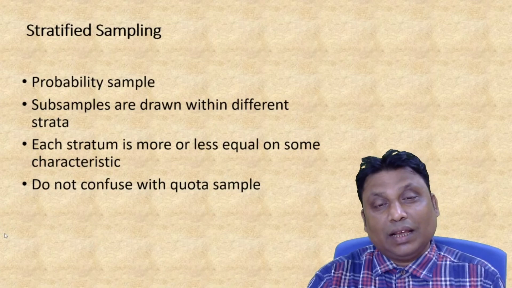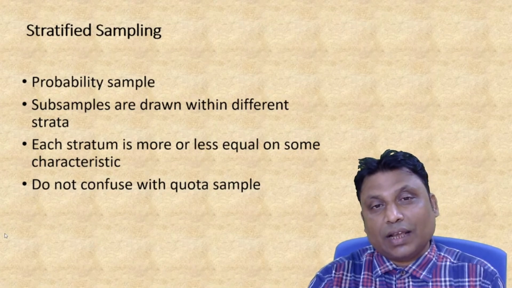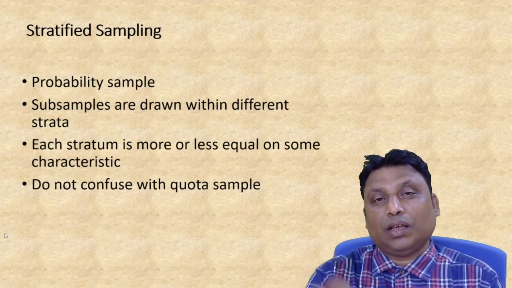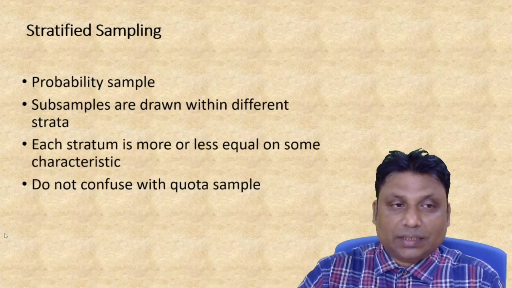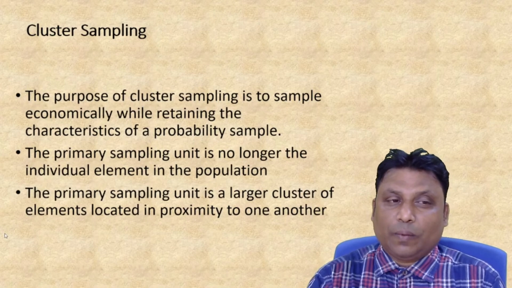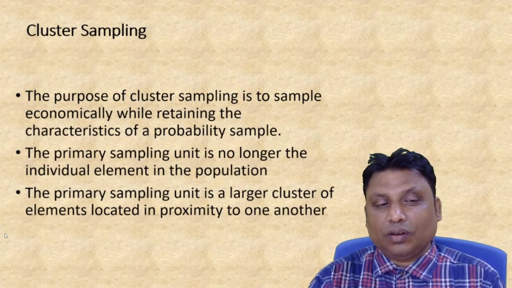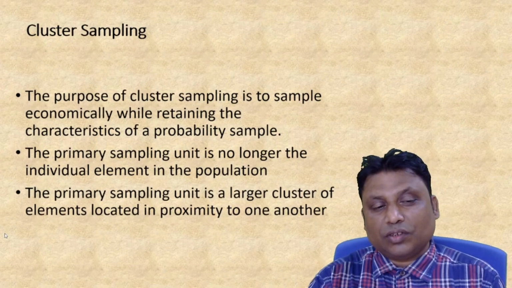That means in this sampling, if your strata are more, then we can go for the cluster. If clusters are more, then you can go for more clusters. The next technique is cluster sampling. The purpose of cluster sampling is to sample economically while retaining the characteristics of a probability sample. The primary sampling unit is no longer the individual elements in the population. The primary sampling unit is a larger cluster of elements located in proximity to one another.